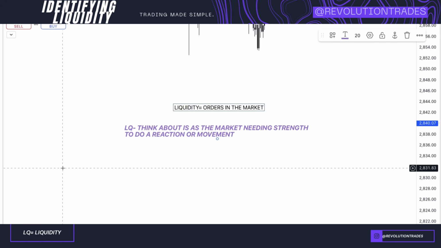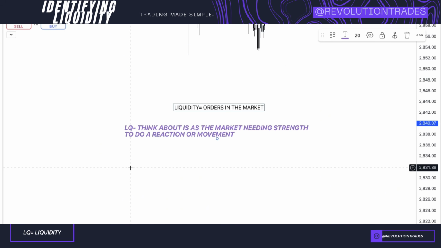When I first learned about liquidity, I thought it was a game changer, and it really is, guys. It can help you with entry confirmations, and it can also help you get the best entries possible. And it's all due to movement in the market and market flow. When I say the word liquidity, guys, I want you to think about orders in the market. And you can also think about it as the market needing more strength to do a reaction or a movement.